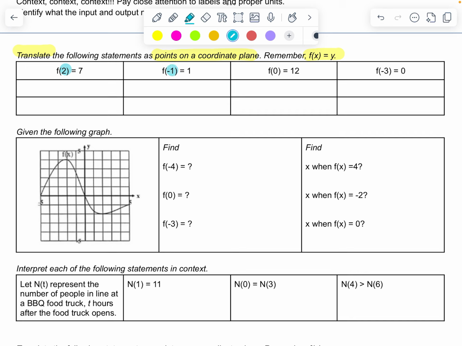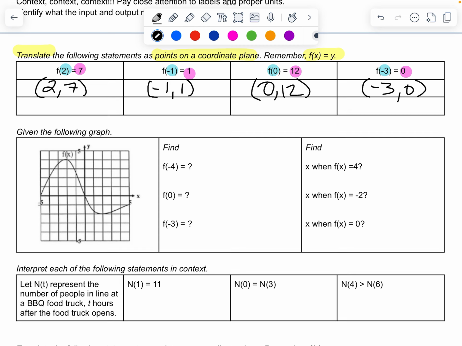Again, 2, -1, 0, -3. Those appear inside the parentheses. And then, of course, on the other side are those numbers right there. So first thing I want to do is just write out points. It's nice when we talk about the coordinate plane, x comma y, that's always in alphabetical order, x first, y second. So this is hopefully pretty simple: x and then our y value, x and then our y value, x and then our y value, and then again finally x and then our y value.